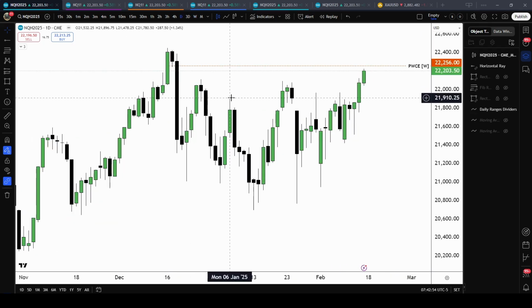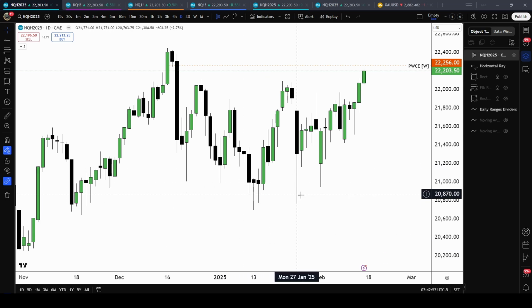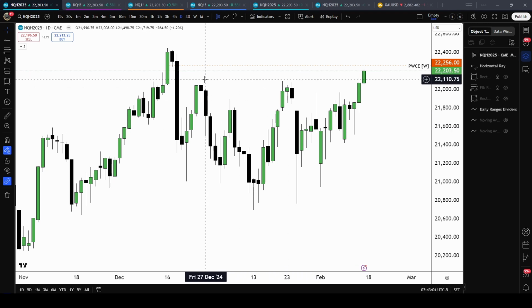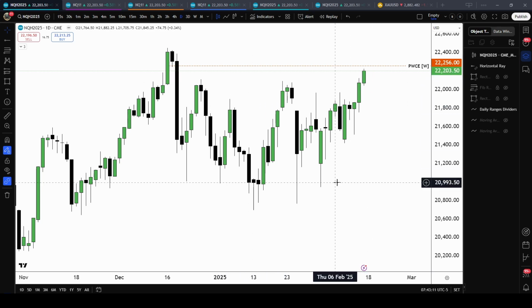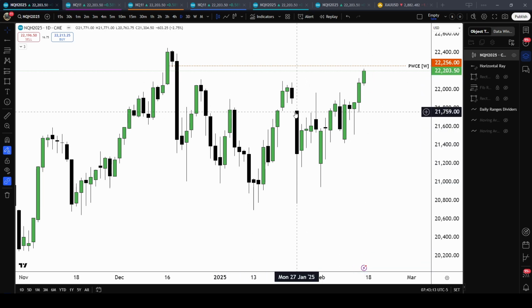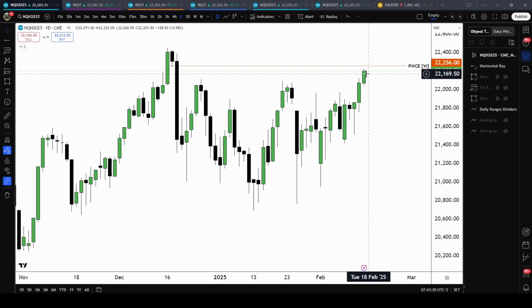So if we go to the daily chart, since the 26th of January, the start of this week, I had the drawn liquidity above this candle's high. We managed to trade into that high on Thursday. So you can see after the 26th we had 11 up close candles. So yeah, you could really take advantage of that bullish drawn liquidity.